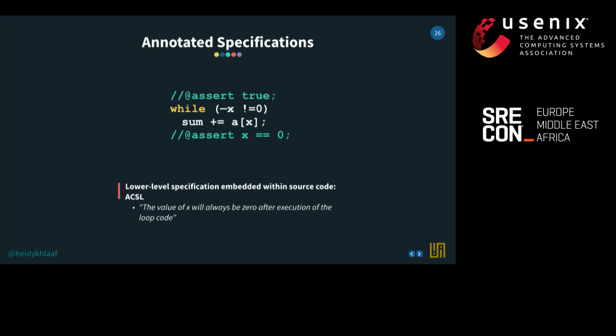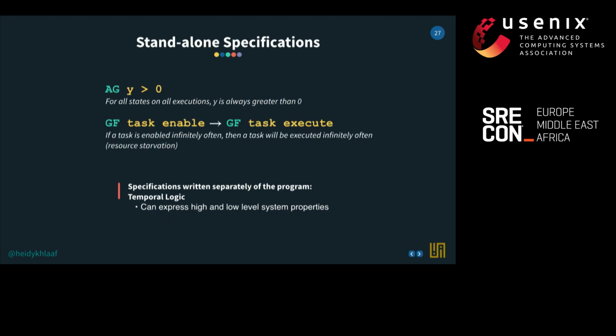We use Frama-C to do this. Frama-C supports these annotated specifications. There's also more standalone specifications, which is what I did my PhD on, actually. And in this case, temporal logic is an example of that. There are specifications written separately of the program, and temporal logic can express high and low level system properties.